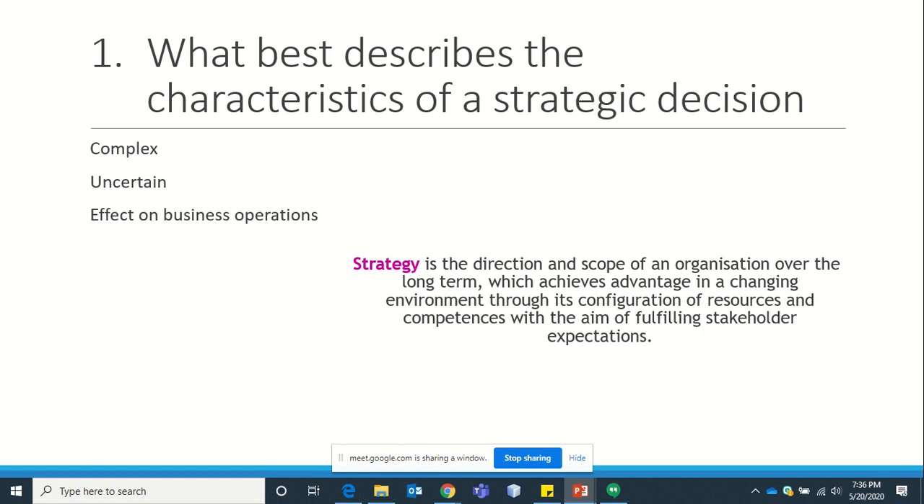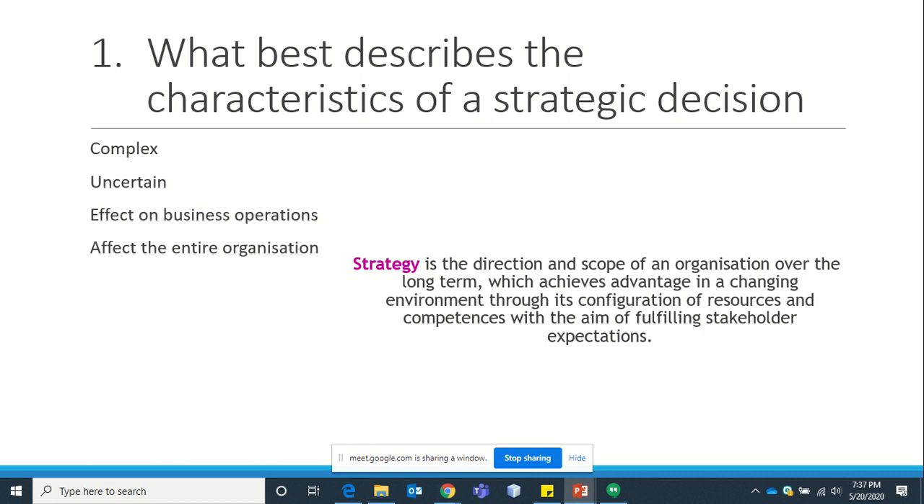Like the McDonald's example, when they decided to sell ethnic food by customizing their burgers, they had to change their business operations and their production line. They had to produce different types of burgers, with the masala chicken and all, right? So the strategic decision is going to affect the entire business operations, and also affects the entire organization. It's about the organization as one, it's not about a part, right?